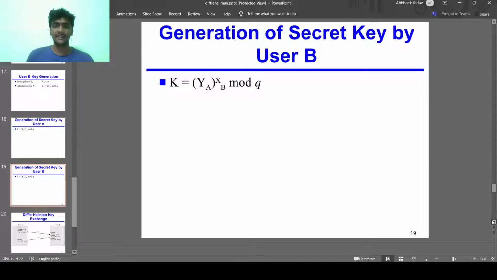And this is the secret key generation by user B, which uses the same formula, but instead uses the public key of A and the private key of B, mod Q.